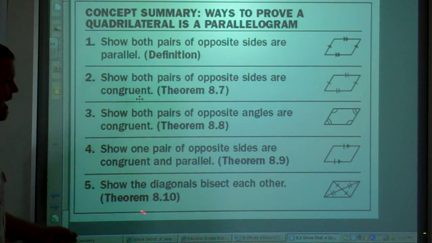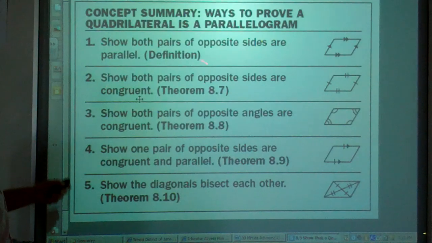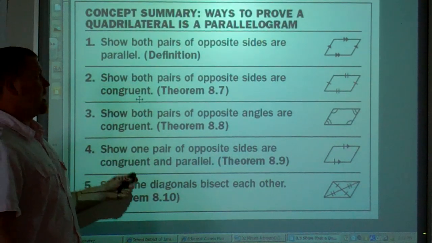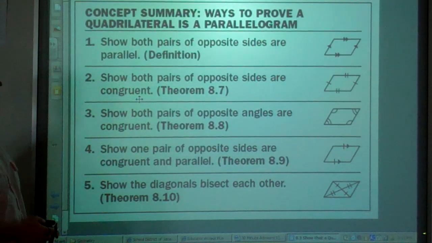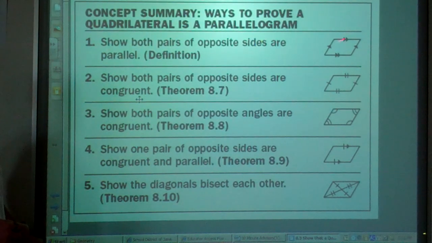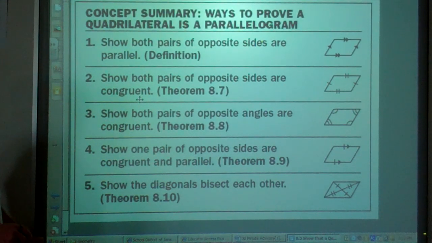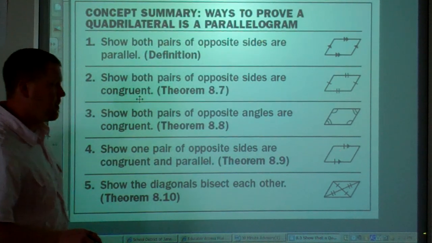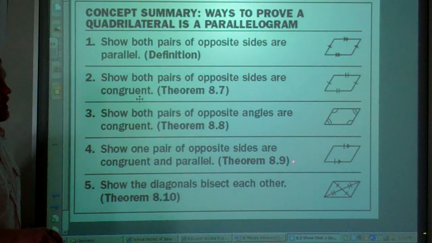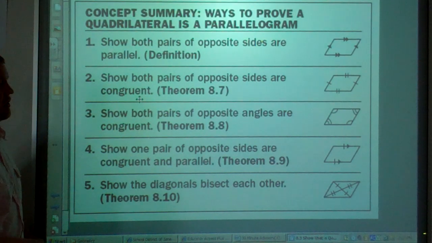Here are the 5 things about a parallelogram. What makes a parallelogram? These are the 5 things we've talked about. If you show both pairs of opposite sides are parallel, you're going to have a parallelogram. If both pairs of opposite sides are congruent, it's a parallelogram. If both pairs of opposite angles are congruent, it's a parallelogram. If one pair of opposite sides are parallel and congruent, it's a parallelogram. And lastly, if the diagonals bisect each other, it's a parallelogram.